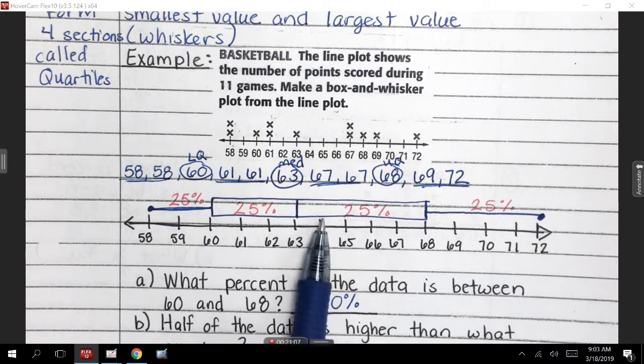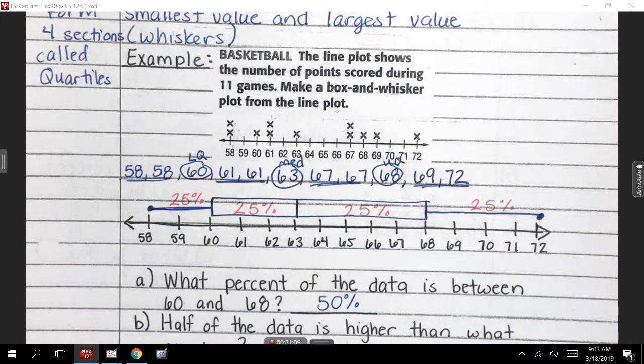Because that's the 25 and the 25 for the entire box. Are we okay with that? Okay. Half of the data is higher than what number? Half of the data has to be higher than what number?